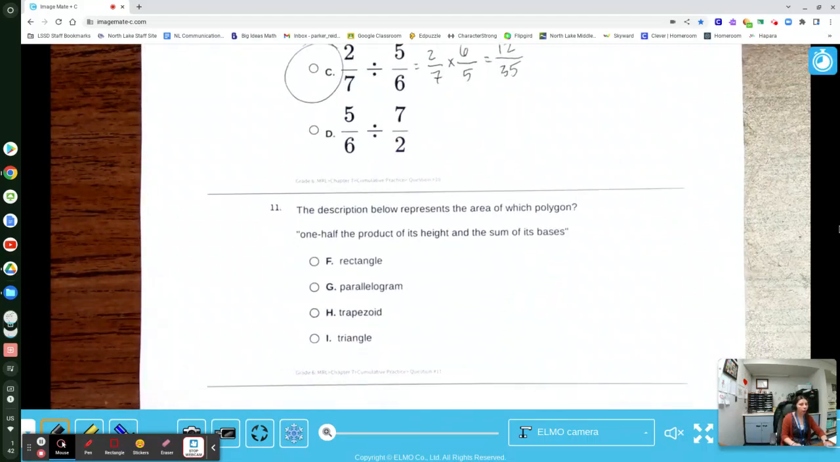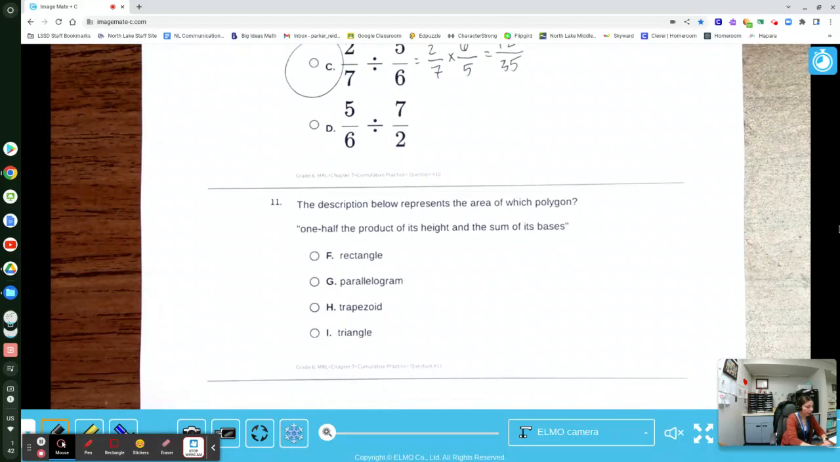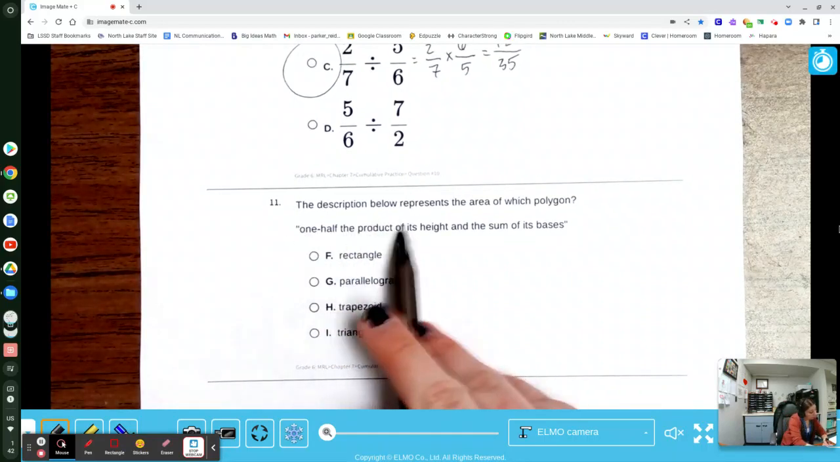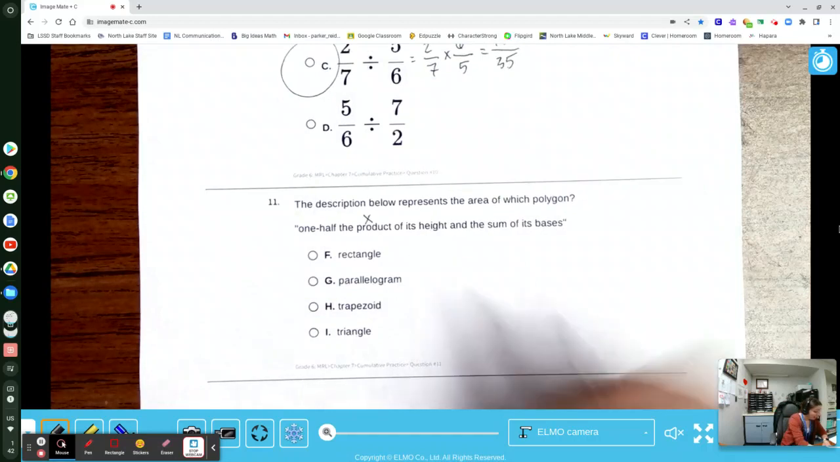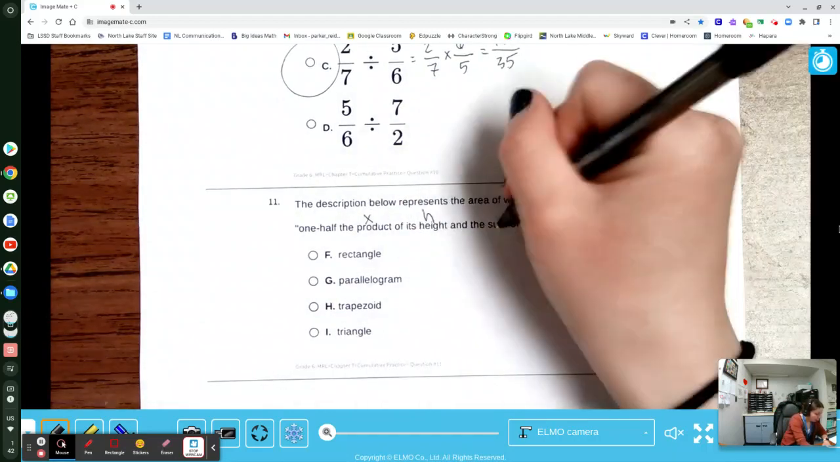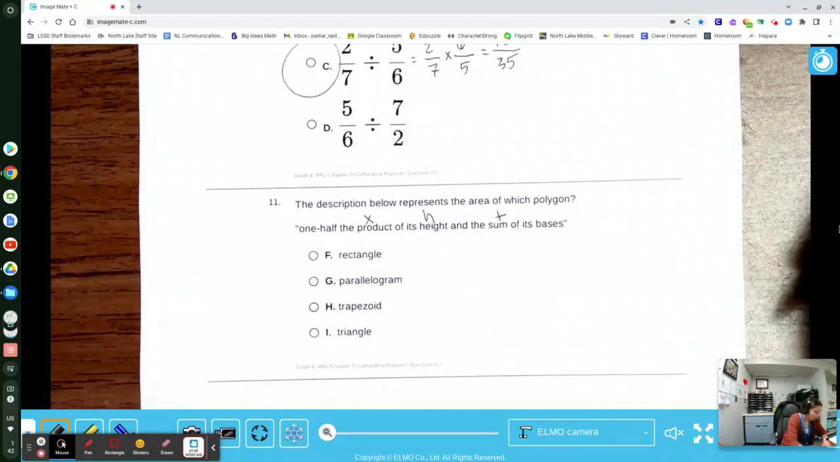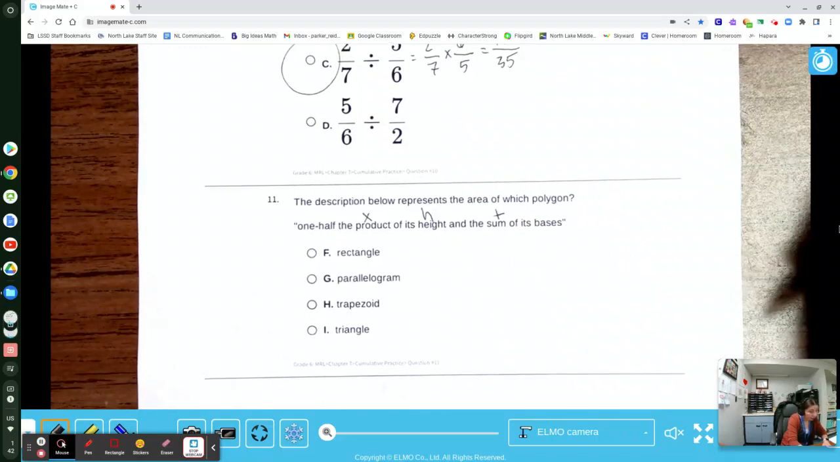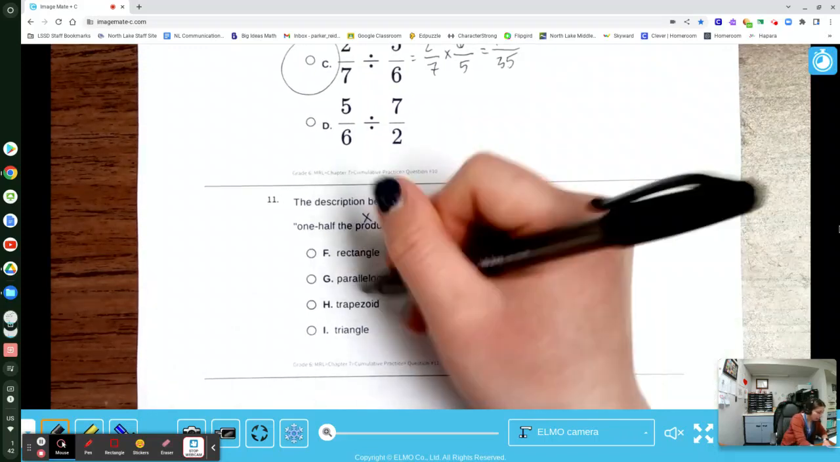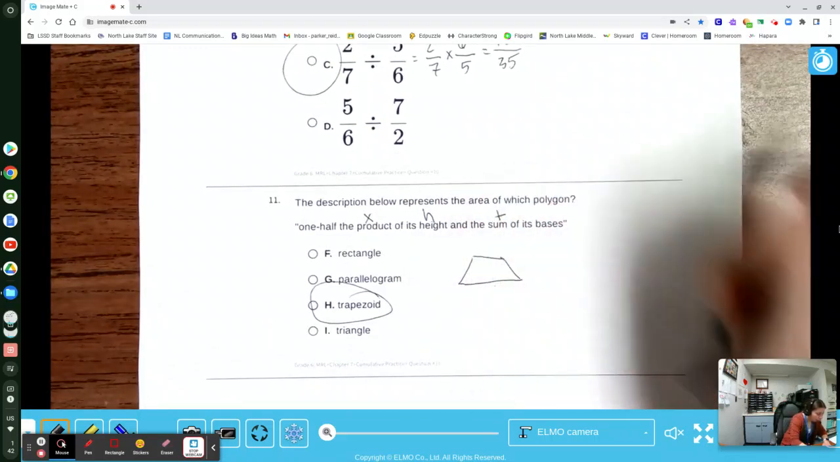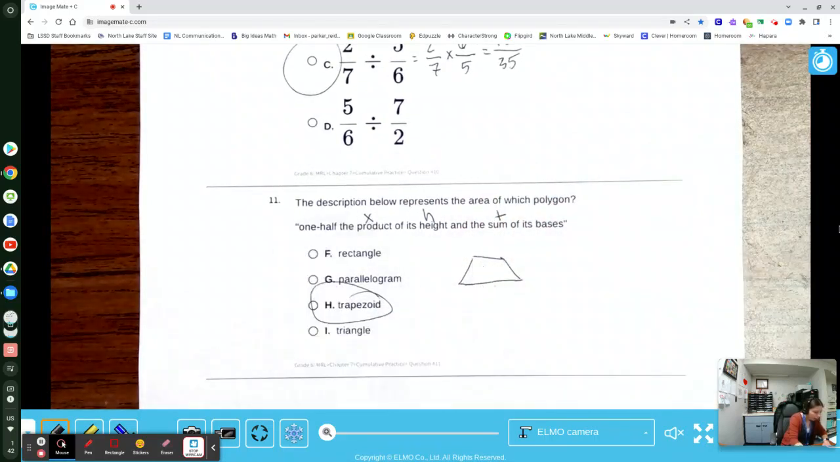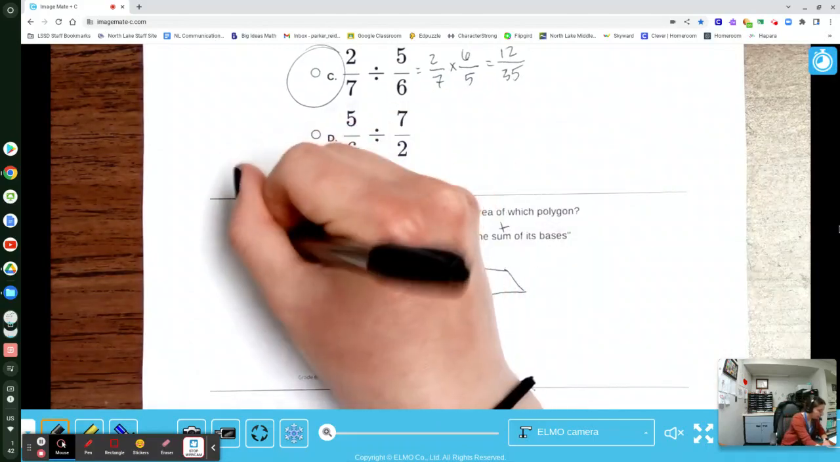Number 11, the description below represents the area of which polygon? One half the product, which means multiplication, of its height, h, and the sum of its bases, meaning the bases added together. Well, there is only one figure we learned about that has 2 bases, and that was a trapezoid. That's where we added those 2 bases together, multiplied by the height, and divided by 2, cut it in half. And this was number 9.